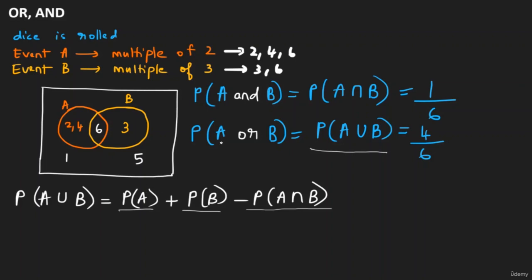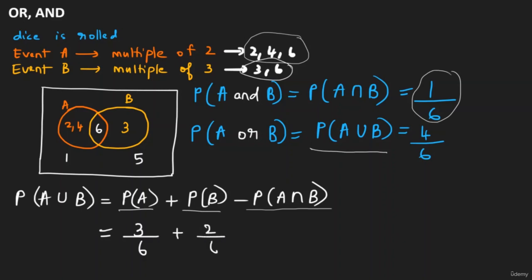What is the probability of A? We have 3 favorable events. So probability of A is 3 by 6. What about probability of B? We have 2 favorable events. So probability of B will be 2 by 6. And what about probability of A intersection B? We have seen that we have 1 favorable event. So that's 1 by 6. Therefore, this over here is equal to 3 by 6 plus 2 by 6 minus 1 by 6, which gives us 4 by 6, which is exactly what we got over here.